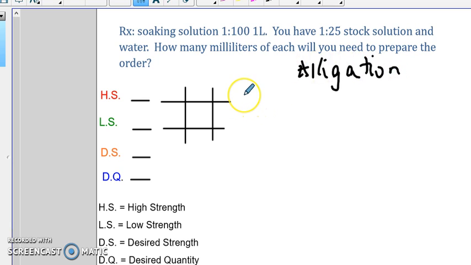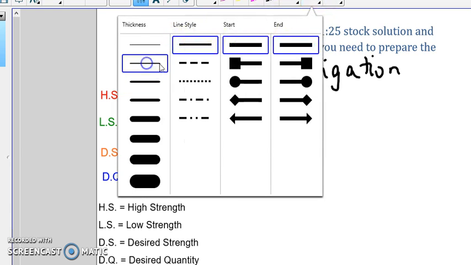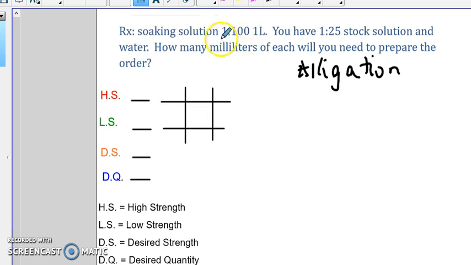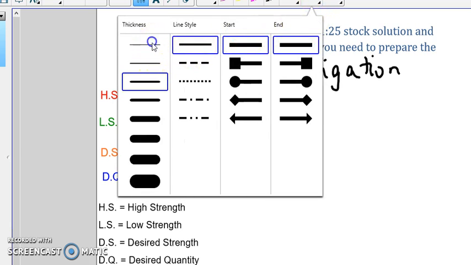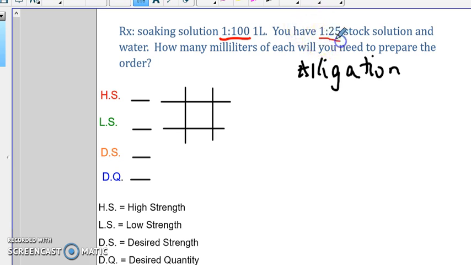Okay. Now, two things to keep in mind for this particular problem. So one of the things we have to keep in mind is the following. The first thing is that our strength is not given to us as a percent strength. It is given to us as a ratio. Same thing here. The other thing is this quantity is given to us as a liter. Now we need to convert that to milliliters. So the first thing we need to do is change that percent or that ratio into a percent.